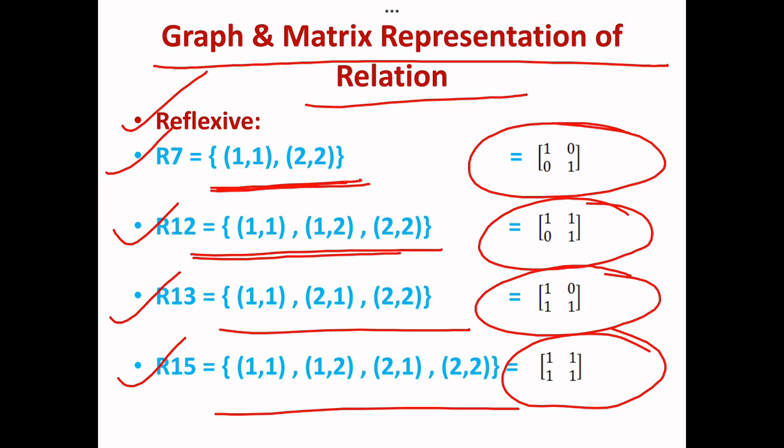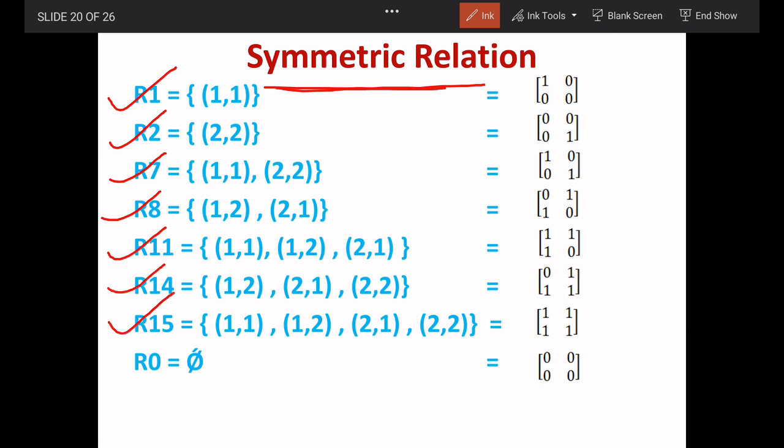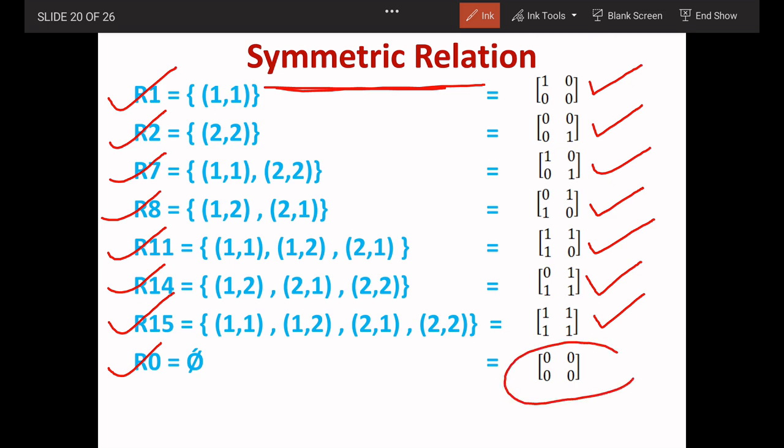Now next, symmetric. Next, I will explain the symmetric relation. So in the symmetric relation, as you have already written in your notes, R1 is a symmetric relation, and R2 is a symmetric relation. R7, R8, R11, R14, R15, and R0 are symmetric relations. So for the symmetric relation, this is my matrix representation for R1. This is my matrix representation for R2. This is for R7. This is for R8. This is for R11. This is for R14. This is for R15, and this is for null. Okay, so what is null?